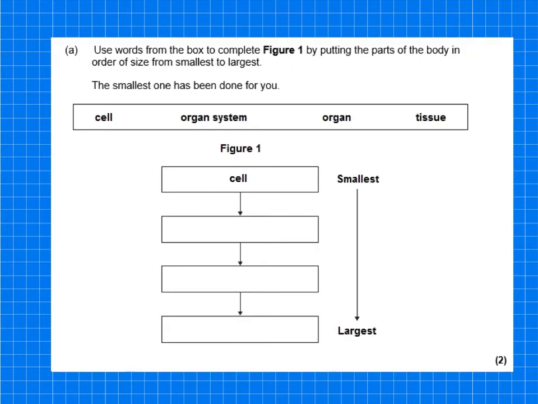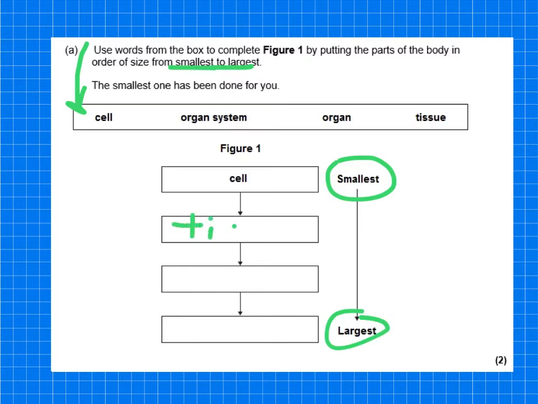Okay, let's have a look at a couple of exam questions. This first exam question is relatively simple in terms of it saying it wants the order of size from smallest to largest. You've got to use the words in this box, okay? The answers are as follows: cells into tissue, and then tissue becomes organ, and finally organ to organ systems.